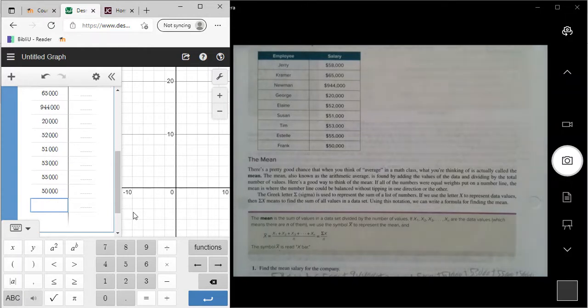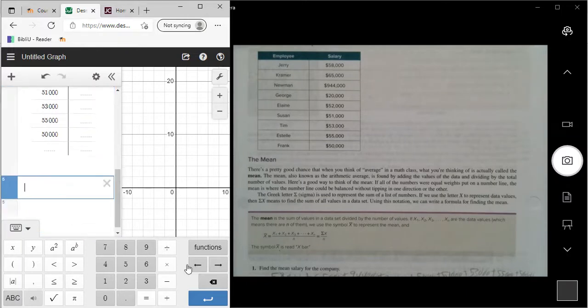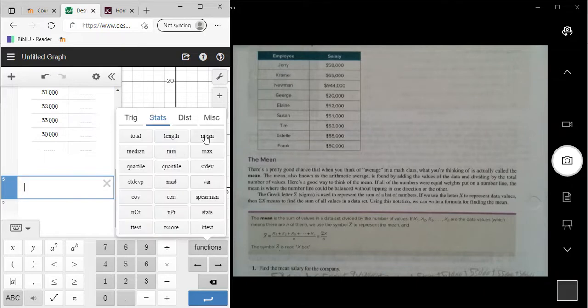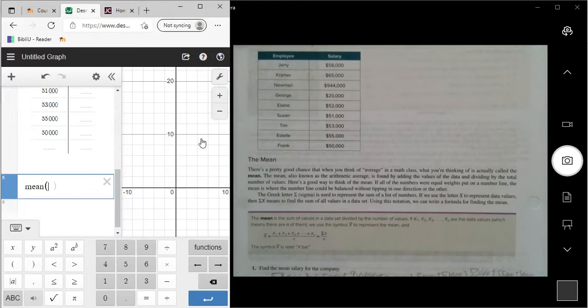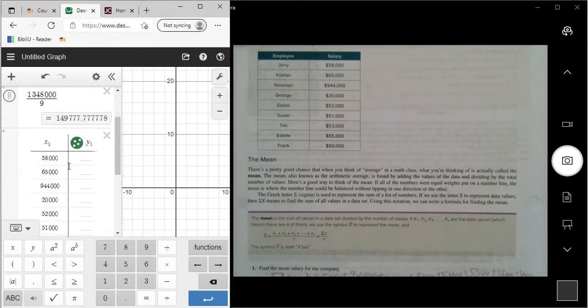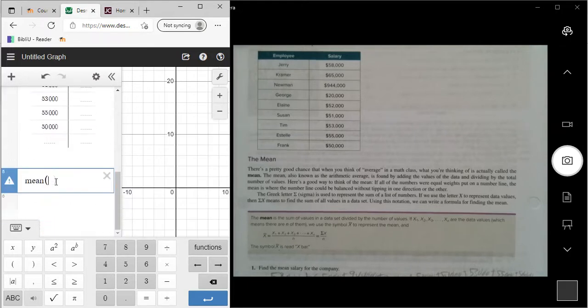Okay, now we know that we have 9 elements here. Now, what you need to do is click function, and then you will go here to stat, you will click on stat, and then you will click mean. And then we look here, all of these values are in X1, so we would type in X1, and it gives us the mean. So that's how you would get the mean using the calculator. All right.